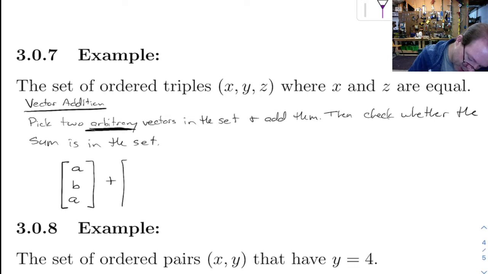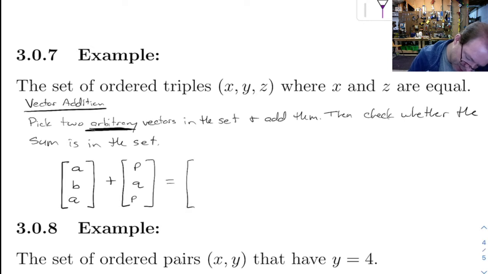Then I'm going to pick another arbitrary vector. Let's see, I used A and B there. Actually, no, I don't want to use C because we use that with the coefficient sometimes. So let's use P and Q. This is P, this is Q, and this is P again because the X and the Z are the same.